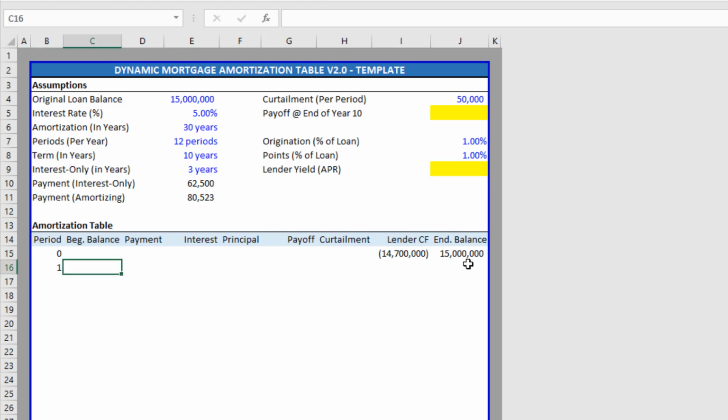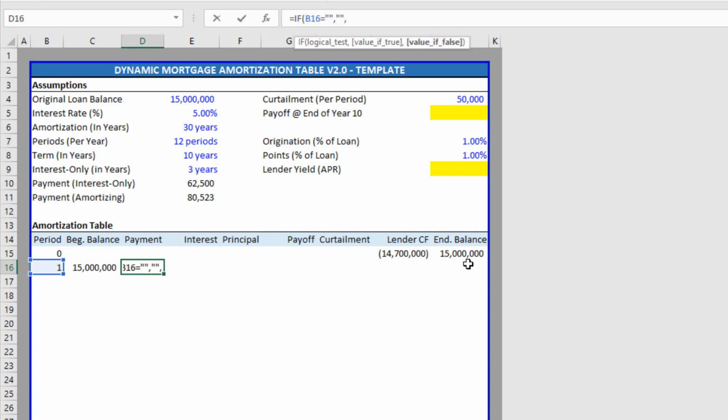Next, we have beginning balance, and this is really simple. It's equal to the ending balance of the previous period. However, we need to say, if this cell is blank, then we want to leave the current cell blank. Otherwise, let's output the ending balance of the previous period. So payment. Well, we begin by asking again, is the period cell blank? If it is, we want to leave this cell blank.